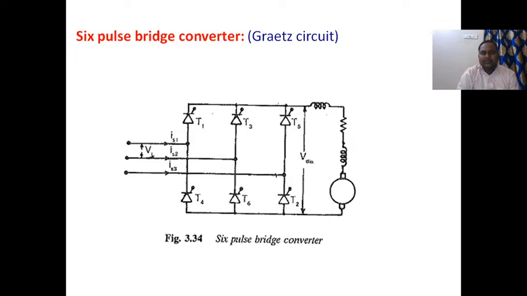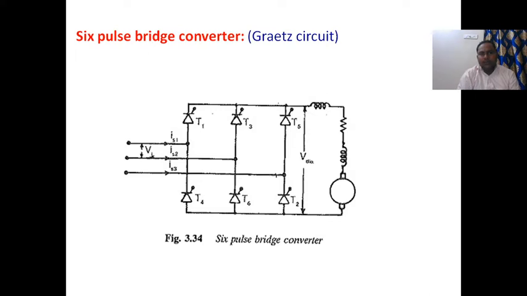3 pulse means in one complete cycle, from 0 to 360 degrees, from 0 to 2 pi radians, the output produces 3 pulses. 6 pulse means from 0 to 2 pi radians the output produces 6 pulses. So as the number of pulses increases, the harmonic content in the output decreases. Whenever the harmonic content decreases, the required filter circuit is smaller in size. This is economical.